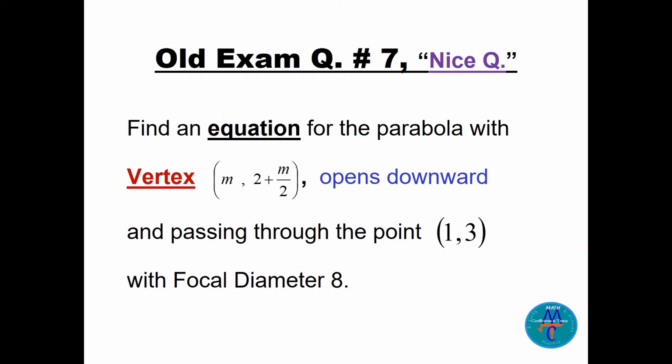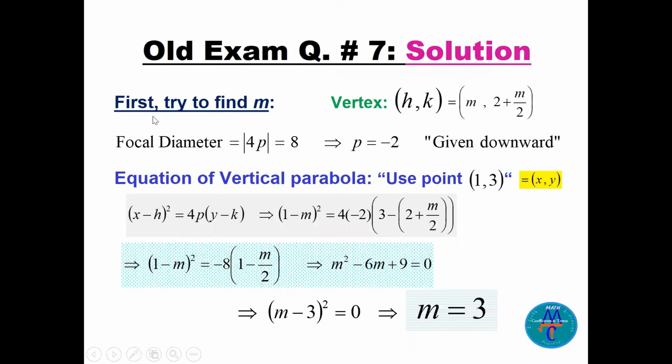We have the vertex, we have the point. We know the vertex, to make it easy, this is h and k. But m, we have to find it. So first we try to find m. We know the vertex is h, k, so h here is the m, k is 2 plus m over 2.